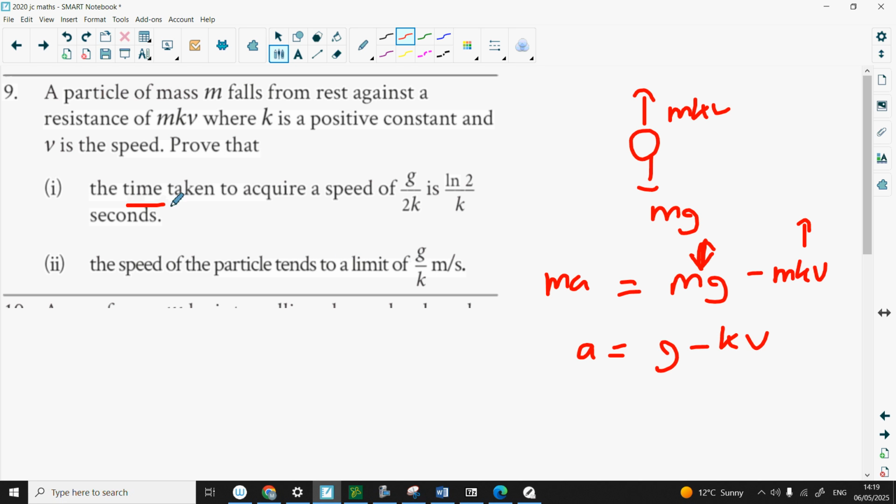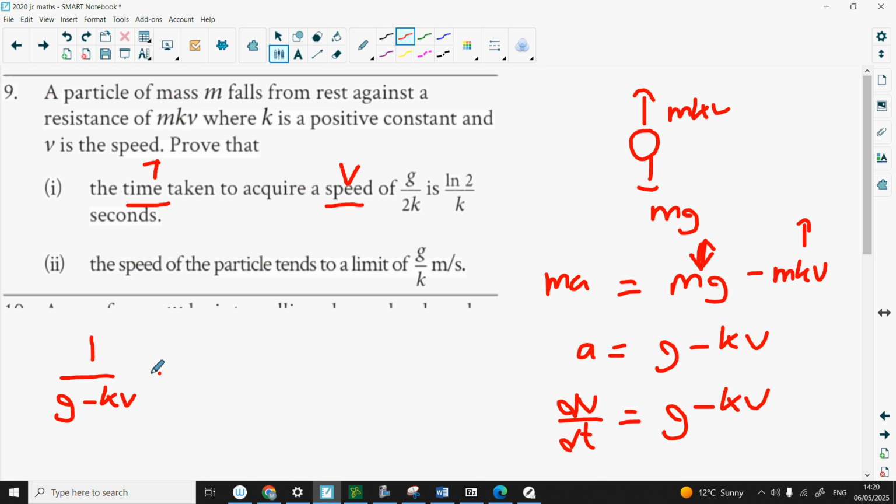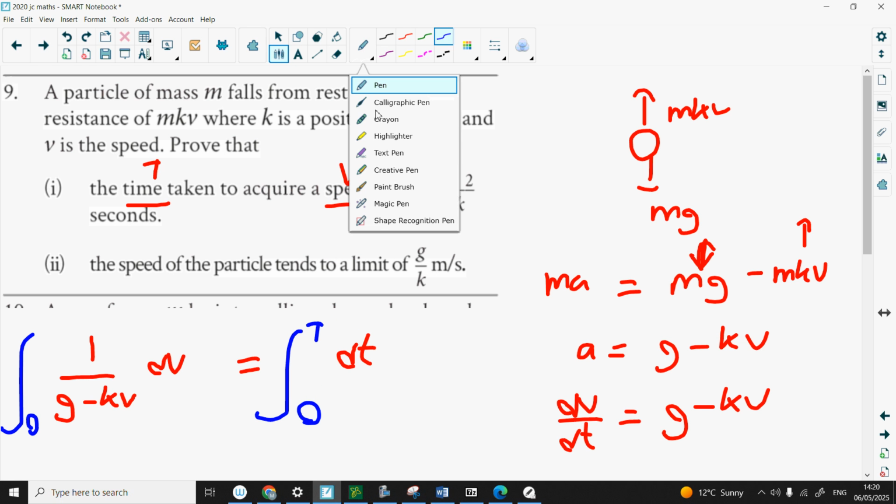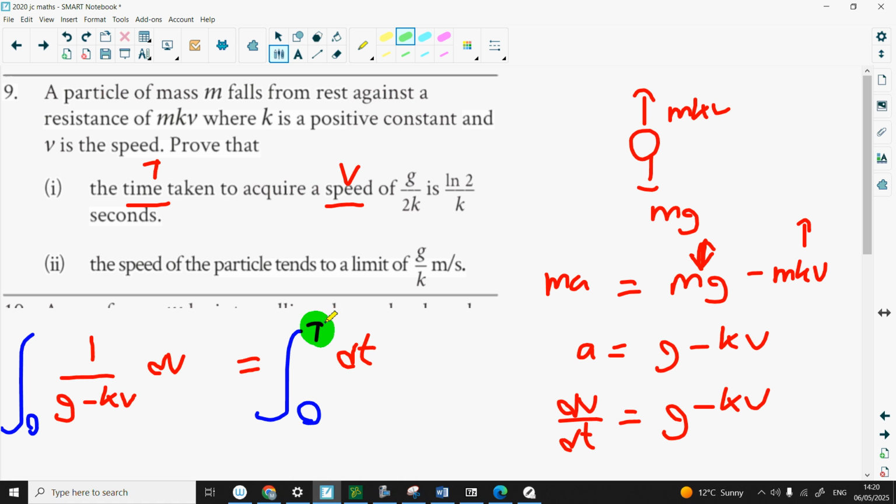We looked at it and it says time, which is t, speed, which is v, led us to dv/dt equals g minus kv. We then grabbed the g minus kv and sent it underneath. So it's 1 over g minus kv dv equals blank dt. And now it's integration time. Rest would indicate 0, 0. t is what we're after, which is this t here.